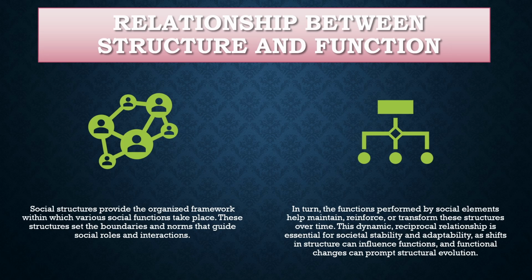An example is how technological advances like social media have changed communication, not just in how people connect, that is function, but also reshaped social institutions and norms, that is structure. When social needs change, structures evolve, and new functions emerge. This ongoing interaction keeps society flexible and responsive to change.